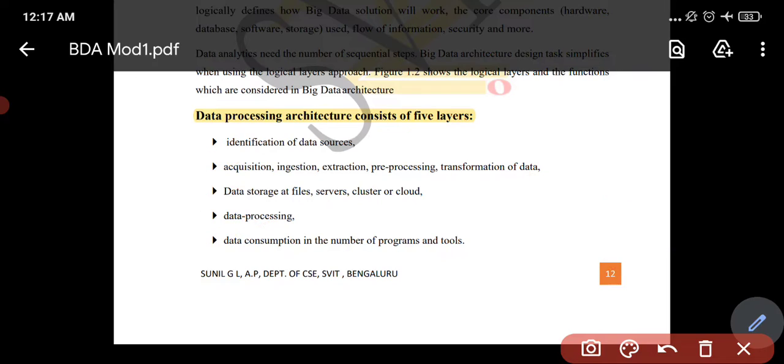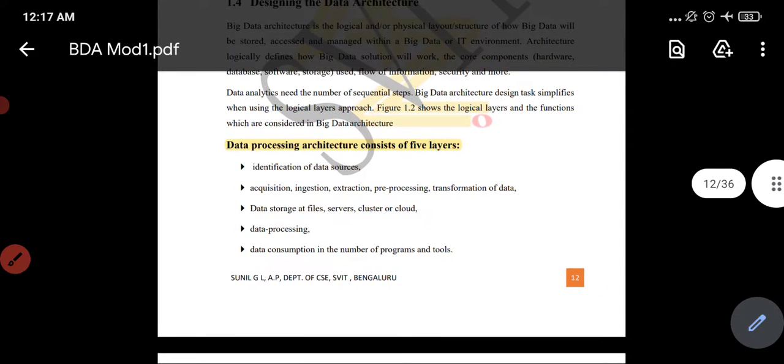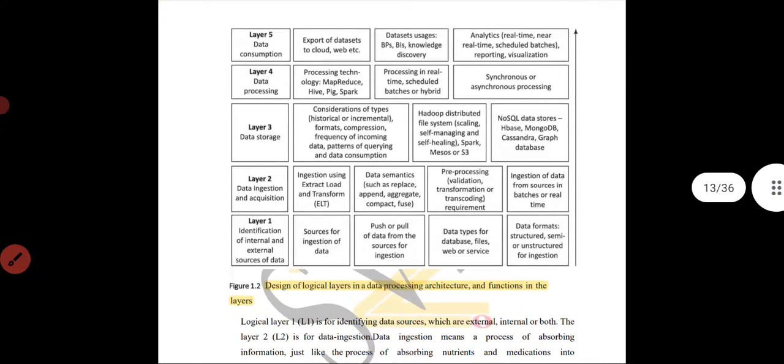Similarly, in data processing also, we have divided this architecture into 5 different layers. First is identification of the data source. First we identify the data source, and then acquisition, ingestion, and extraction of that data will be done, then data storage, then data processing, and next data consumption. That is nothing but the data processing architecture.